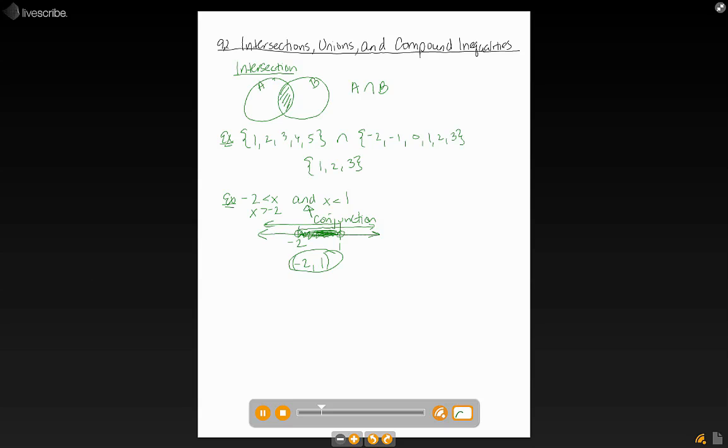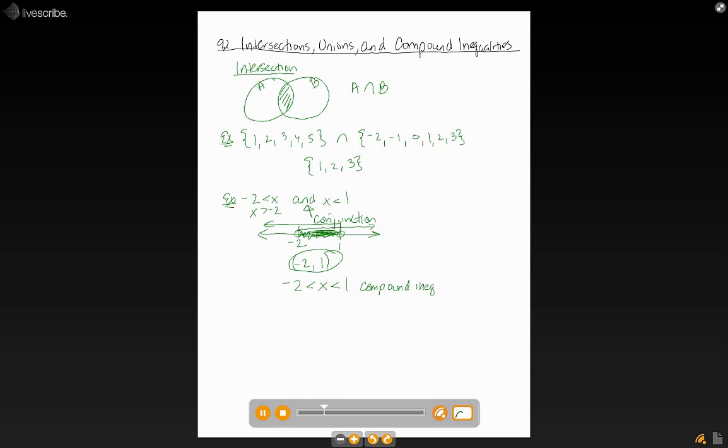I want you to notice something here. The way the original problem is written, negative 2 less than x and x less than 1, there was a more efficient, more concise way of writing this. And that is this: negative 2 less than x less than 1. Isn't that what I wound up shading? Look at the graph, you'll see that. X is bigger than negative 2 and less than 1. When you write it together as a compound inequality, that's what this is.